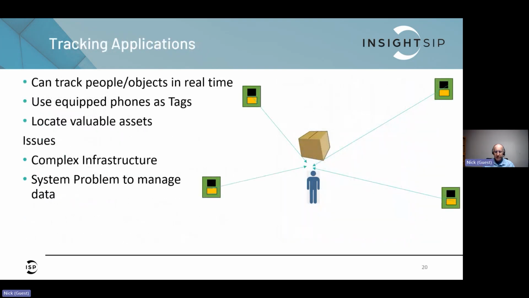Then there's real-time location, where you can track objects or people in real time. You can locate valuable assets. People talk about hospitals, for example, where equipment doesn't necessarily get stolen, but people don't know where it is, and it's important equipment that people need to be able to find. The issue with this, as I mentioned before, is that the infrastructure around it is relatively complex, and you end up with quite a complex system to manage and support it. It shouldn't be underestimated; you can't just stick up a few anchors and off you go.